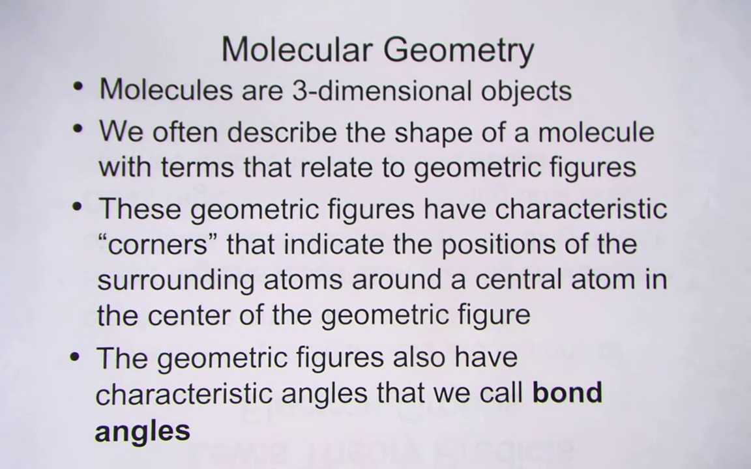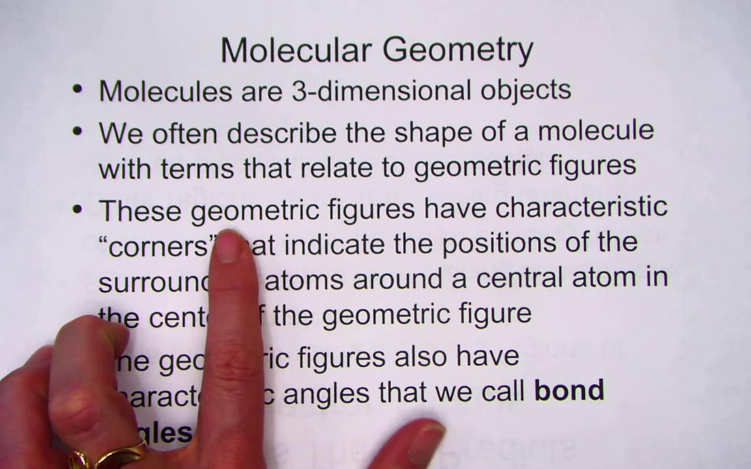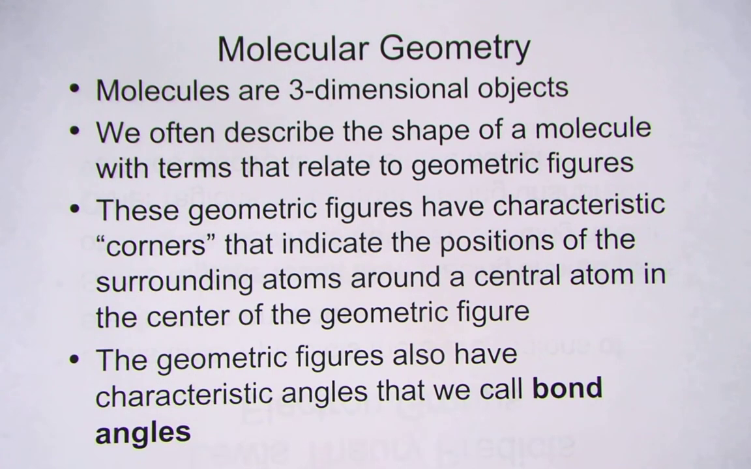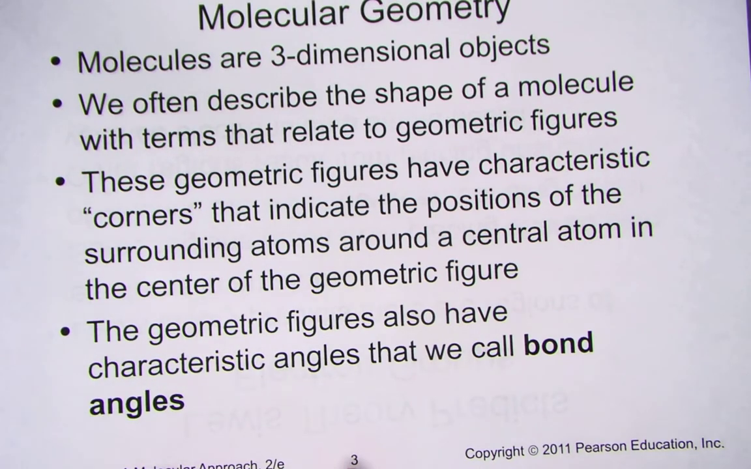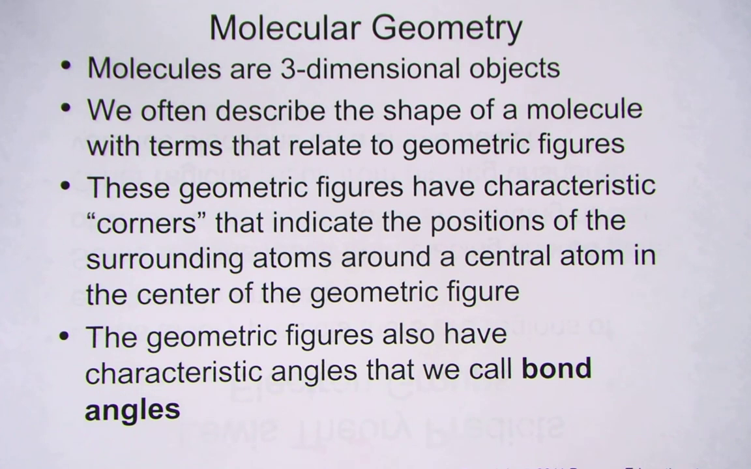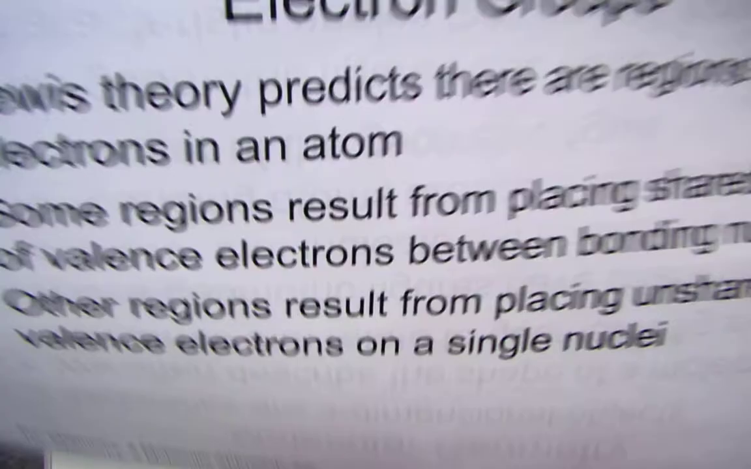When we think about molecular geometry, it really is just giving us a three-dimensional look at the structure of atoms. It describes the shape of a molecule, which really relates to its geometric figure. The geometric figures have characteristic corners that indicate the position of the surrounding atoms. The surrounding atoms always attach back to the central atom in the center of the geometric figure. That geometric figure will also have characteristic angles that we call bond angles. So we think about how the atoms are connected in a three-dimensional way, and then take a look at the angles between the atoms that attach back to the central atom.